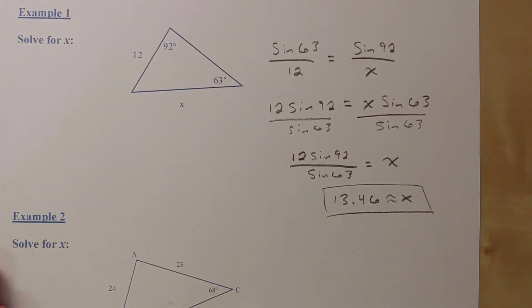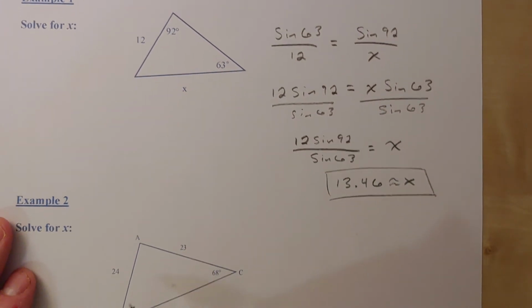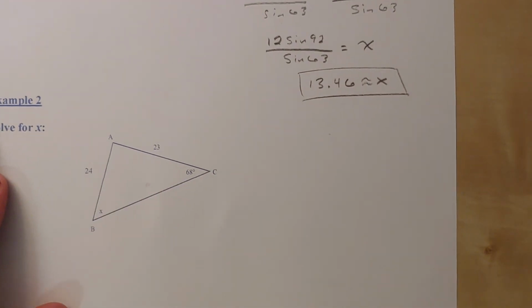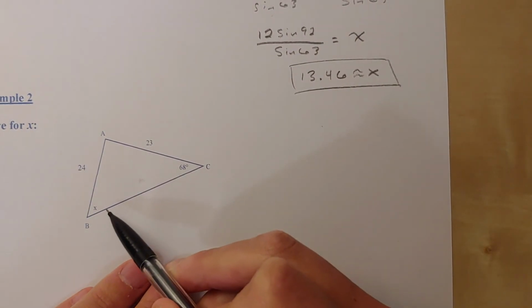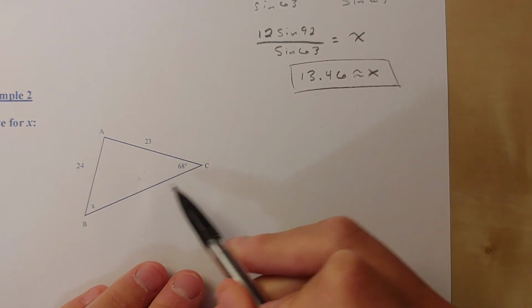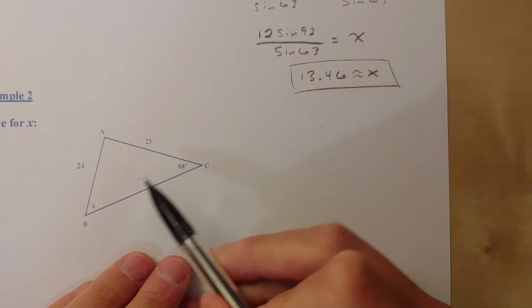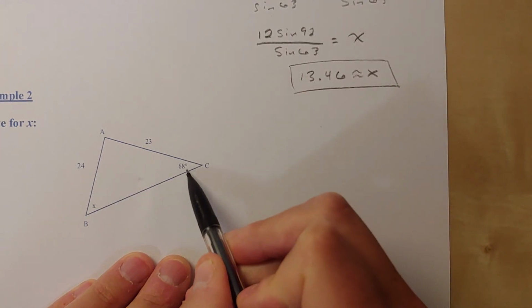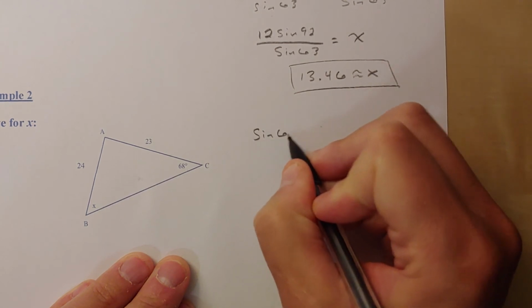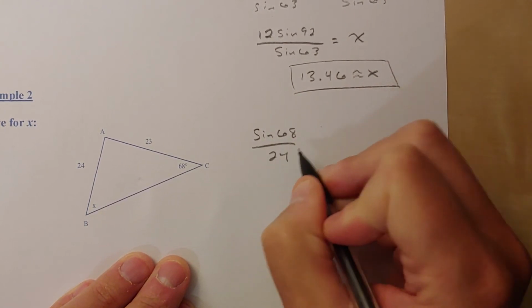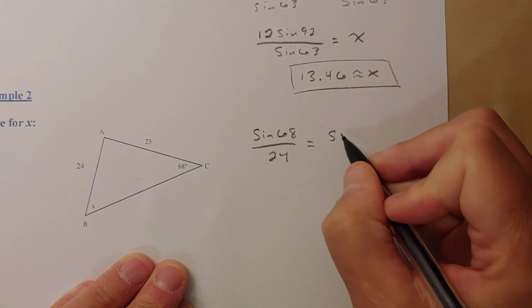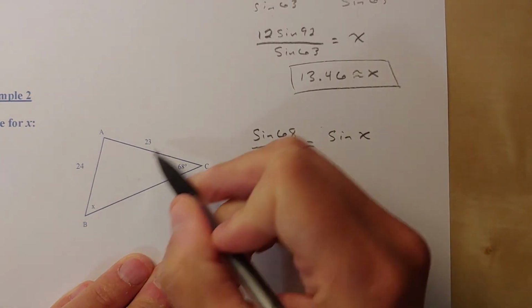Wouldn't it also make sense that it's possible to have two sides, one angle, and then solve for a missing angle? And the answer is yes, we can. So let me show you an example of this. The algebra is going to be slightly different here, but the setup is the same. We're going to use the law of sines. So the sine of 68 over 24 is equal to the sine of this angle, which is x, over 23.